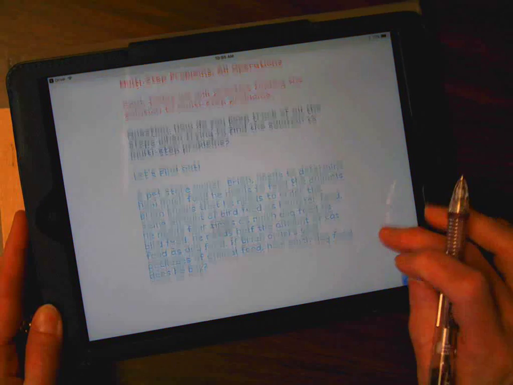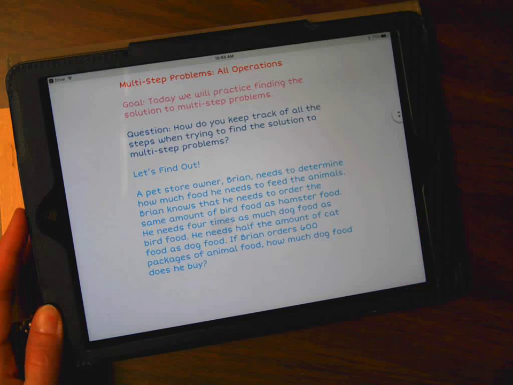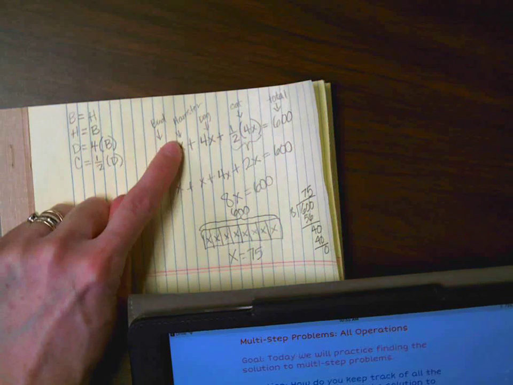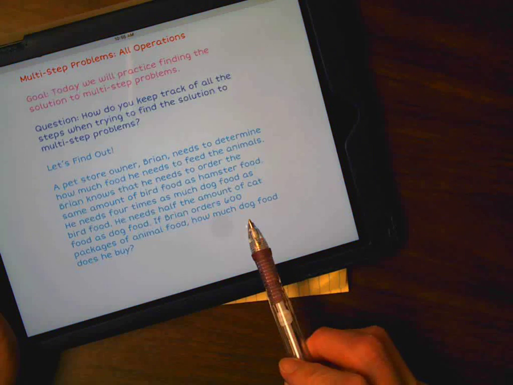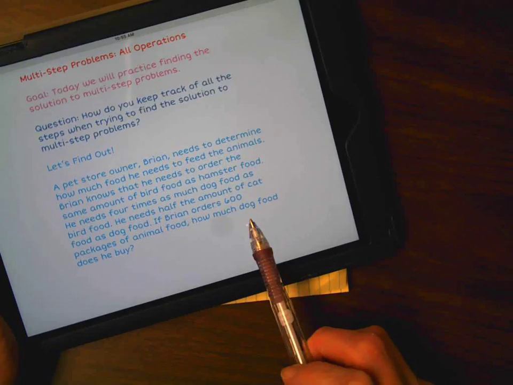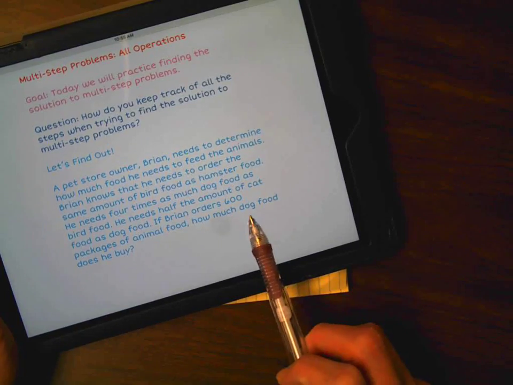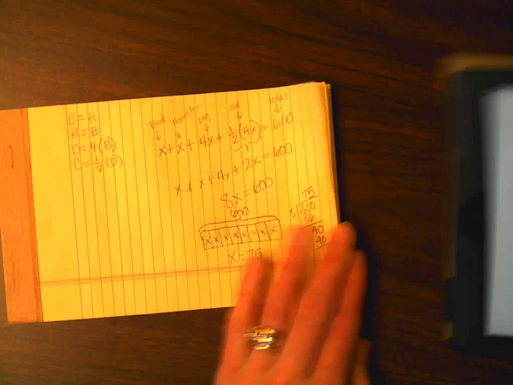Well, if we go back to our question and look at it, it's not asking what we need x to be, because remember, x is the bird. X is also the hamster because they're exactly the same. But it doesn't ask how much the bird needs. It doesn't ask how much the hamster needs. It doesn't even ask how much the cat needs. What they want to know is how much would the dog need.